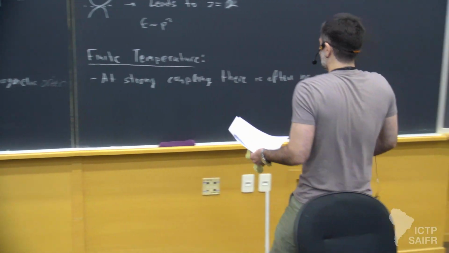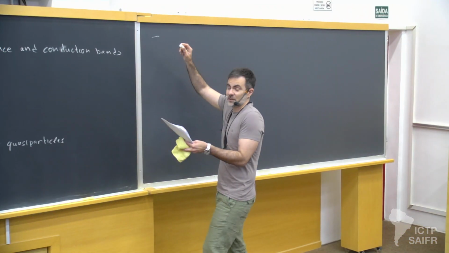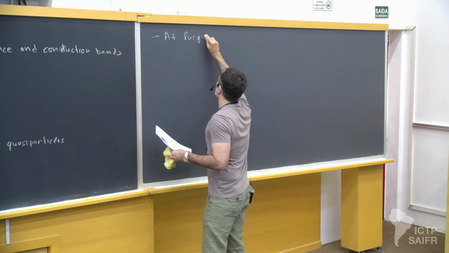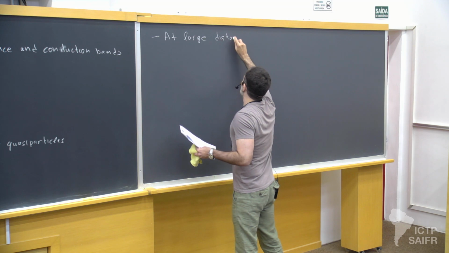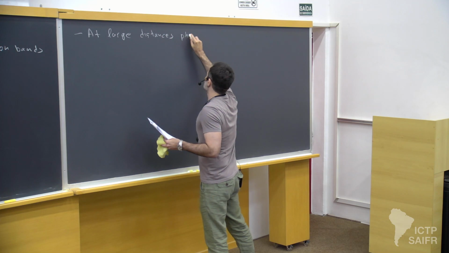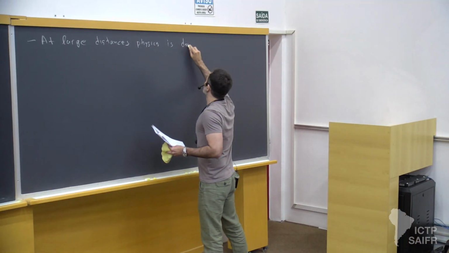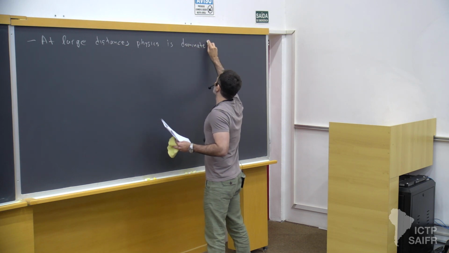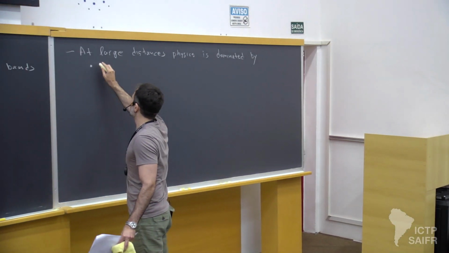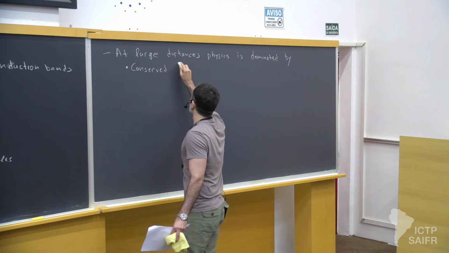However, if you are a condensed matter person, what you are mostly interested in is large distances. So at large distances, there is something universal happening. Physics for these systems is dominated by the following: it will be dominated by conserved quantities. What do I mean by that?